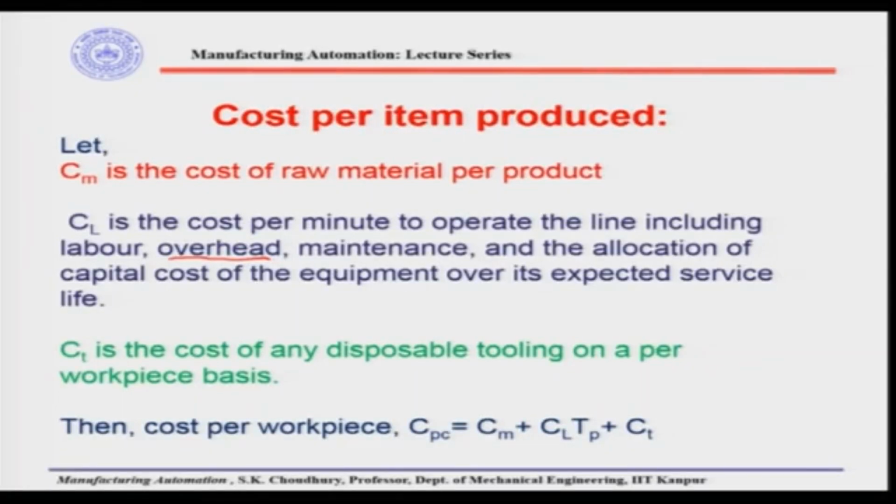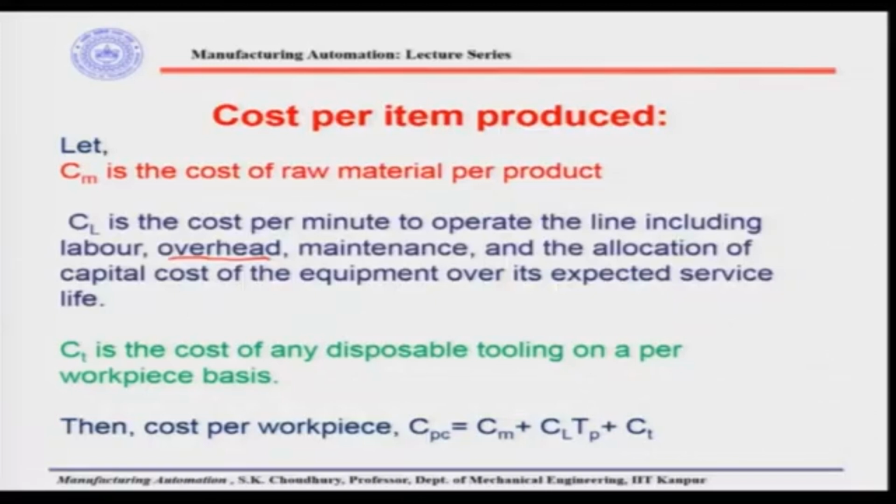Maintenance: if anything happens in the line, it has to be repaired and rerun. So, that maintenance charge has to be included here, and the allocation of capital cost of the equipment over its expected service life. Okay. This is like how much we have spent, as I explained to you earlier, and how much time we require for that particular operation for which we are finding out the cost.